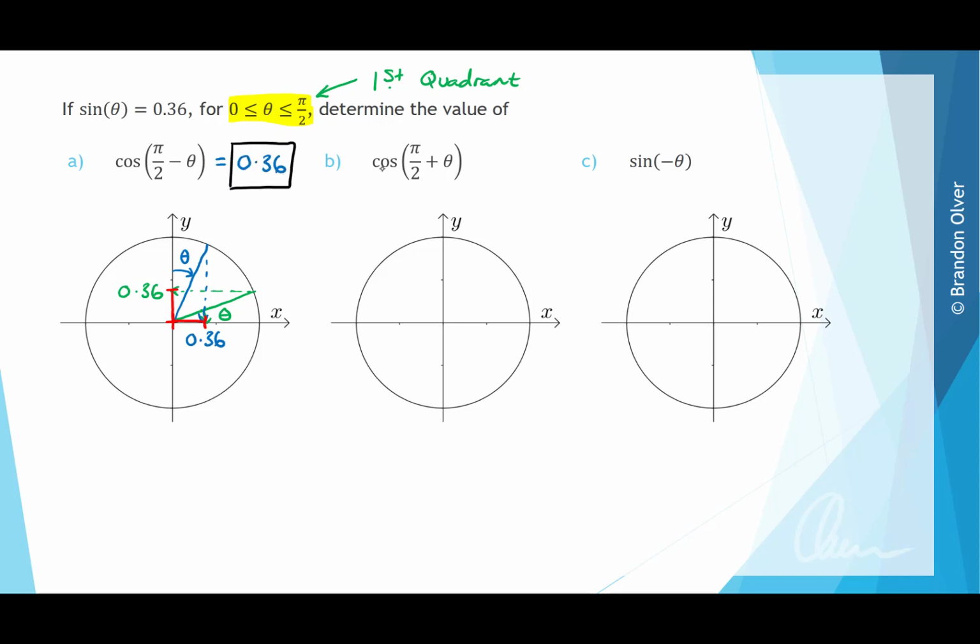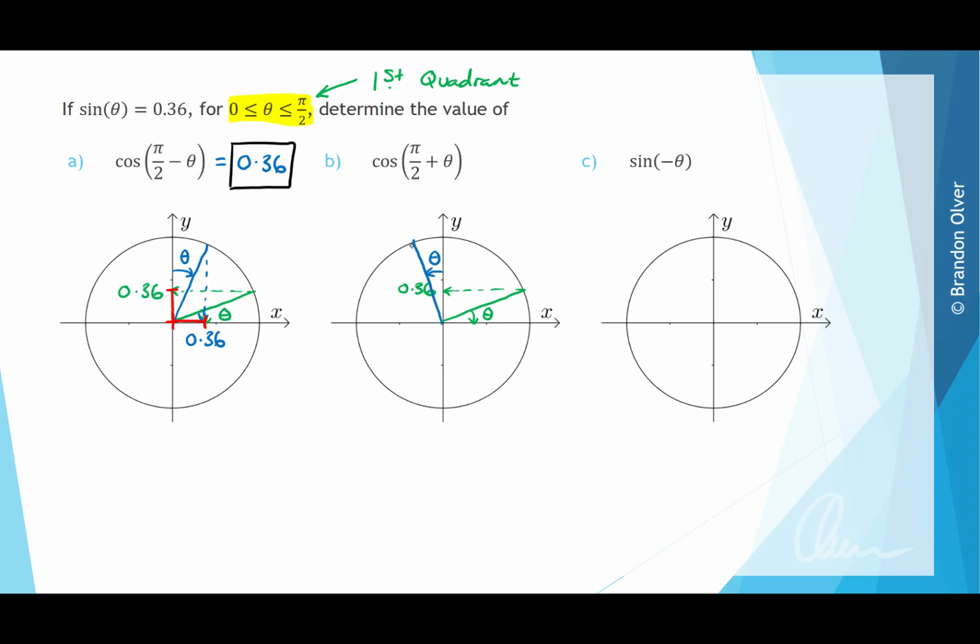For B, we're looking at cos of pi on 2 plus theta. And again, it's the same value of theta, so it's this angle here. And that gives a y value of 0.36, which is sine of the angle. But this time we're going to pi on 2, which is at 90 degrees, or the y-axis, and we're adding on theta. So this value here is theta.